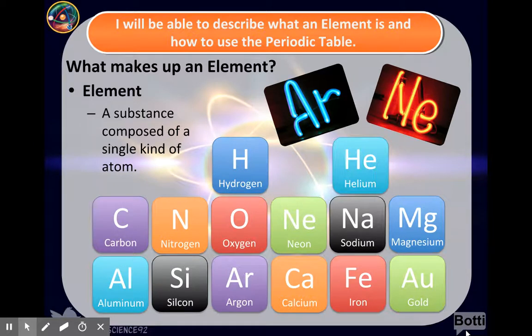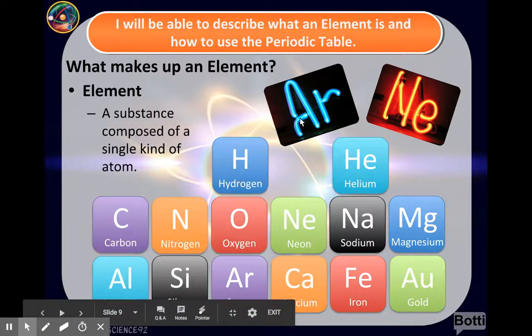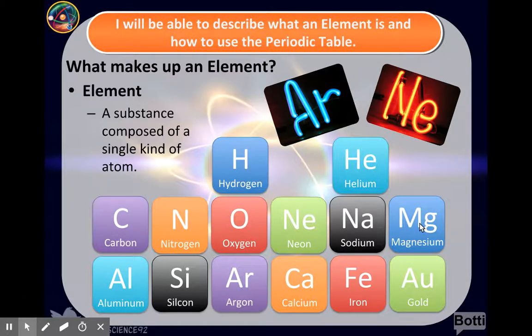So first of all, what makes up an element? An element, first of all, is a substance composed of a single kind of atom. A hydrogen atom is not the same as a helium atom. A helium atom is not the same as a magnesium atom. These are all different, and we're going to look at what makes them different as we move on.